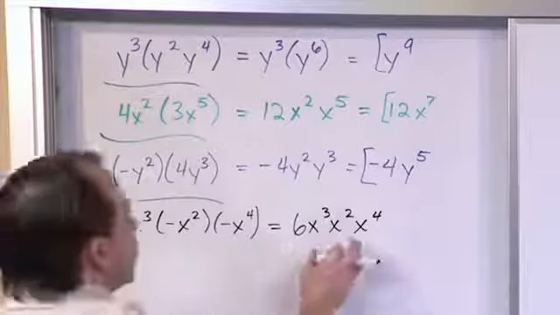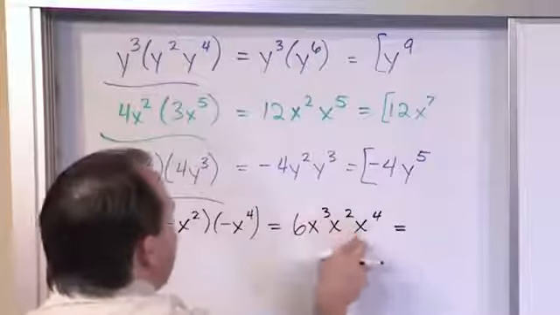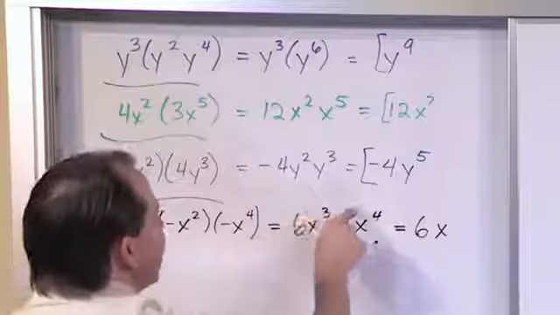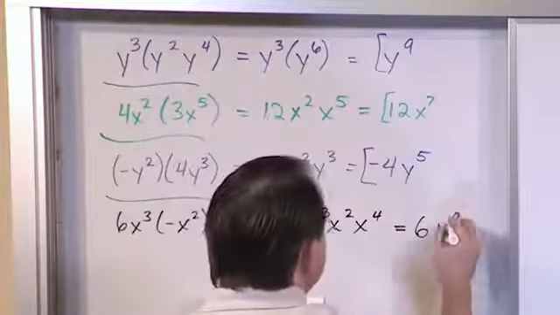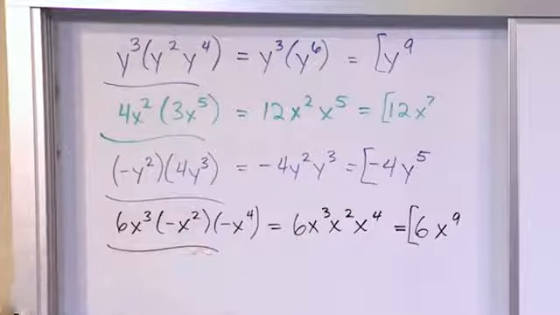Now when we look here, we see we have x cubed, x squared, x to the 4th. X is the same in each case, so we can keep that along, and we can just simply add the exponents together. So 3 plus 2 is 5. 5 plus 4 is 9. So we have 6 times x raised to the power of 9. All right, so not too bad.